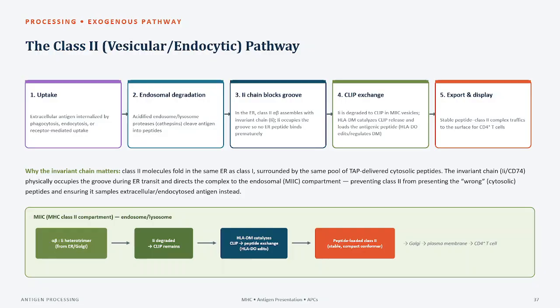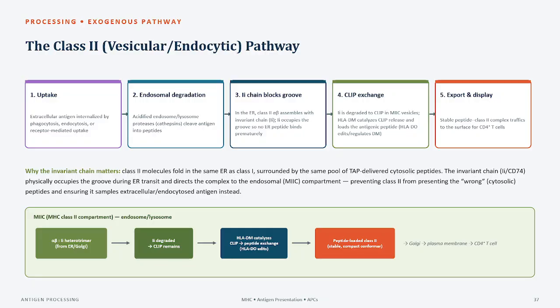The class 2 pathway is the vesicular endocytic pathway. So there are five main steps here. So first is the uptake, where the extracellular antigen is internalized by phagocytosis, endocytosis, or receptor-mediated uptake. Then the acidified endosome lysosomal proteases cleave the antigen into peptides, leading to the endosomal degradation.